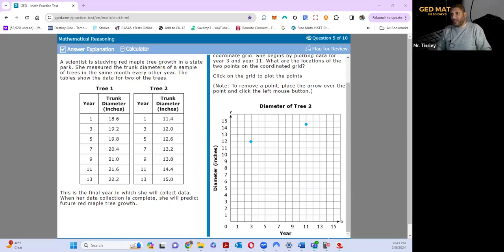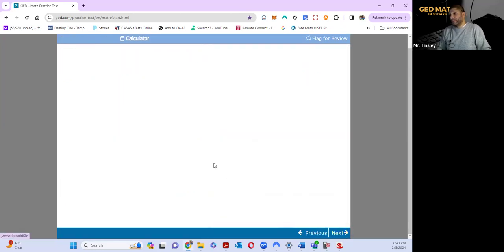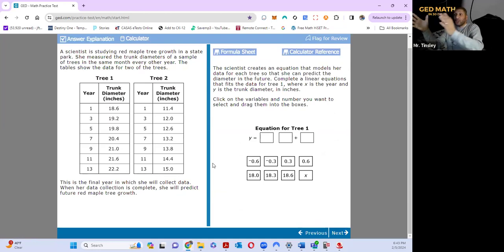Everybody spends time on these questions. Let me go to the next one. It says, the scientist creates a linear equation that models the data for each tree so that you can predict the diameter in the future. Complete a linear equation that fits the data for tree 1. Identify your givens. They want a linear equation for tree 1. Y equals mx plus b. That's what you should be thinking when you hear linear equation, where x is the year and y is the trunk. Now they told us what x and y are.